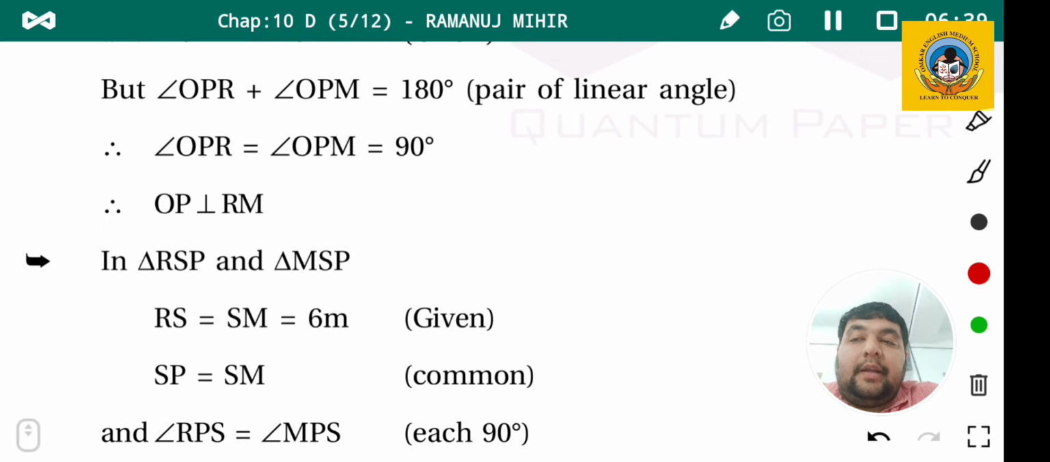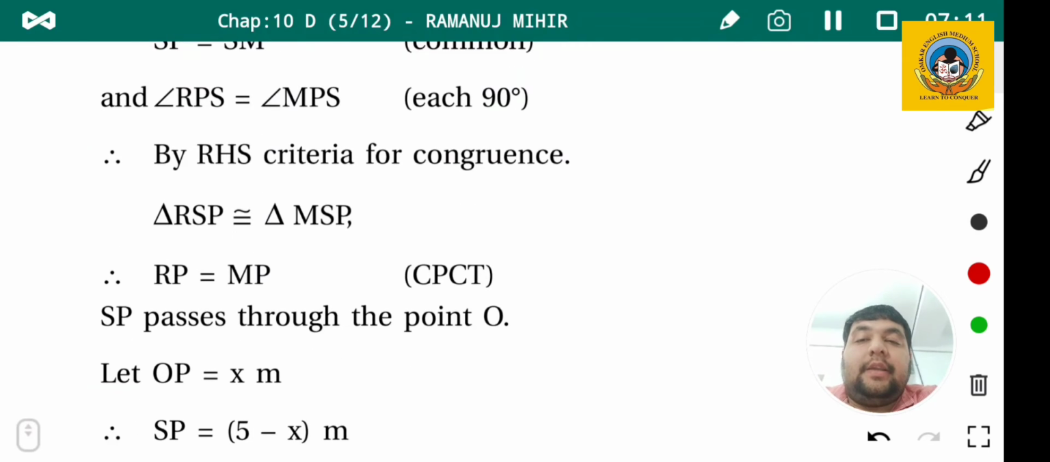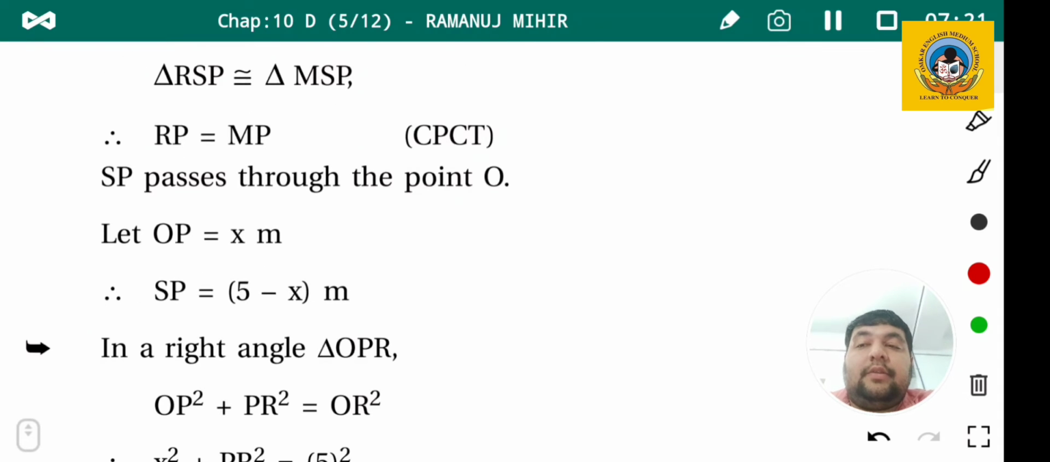Now in triangles RSP and MSP, RS is equal to SM is equal to 6, that is given. SP is equal to SP, the angles are 90 degree, so they are congruent. By the RHS criteria for congruence, these two triangles are congruent. So triangle RSP is congruent to triangle MSP. So RP is equal to MP. Now SP passes through point O. So OP is equal to x. So SP is equal to 5 minus x.